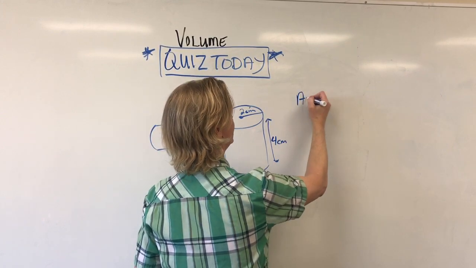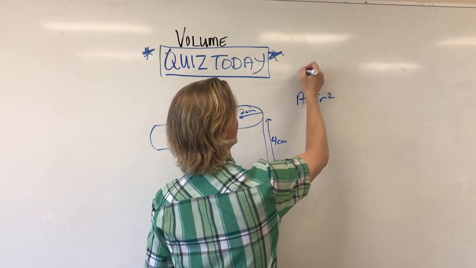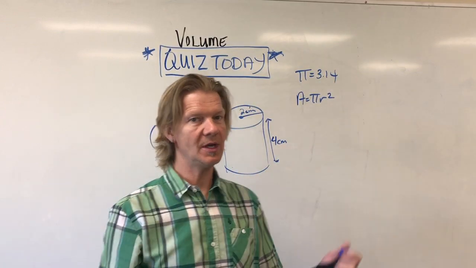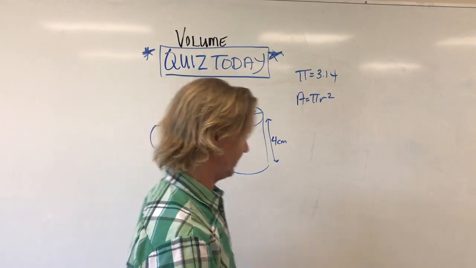So the area of a circle is pi times the radius squared. Pi, for our purposes, we're going to just use 3.14. You can use the other ones if you want, but I like 3.14, okay?